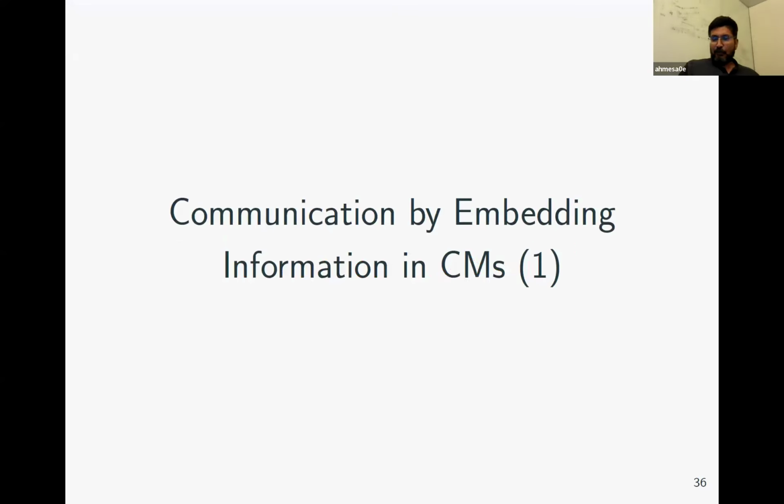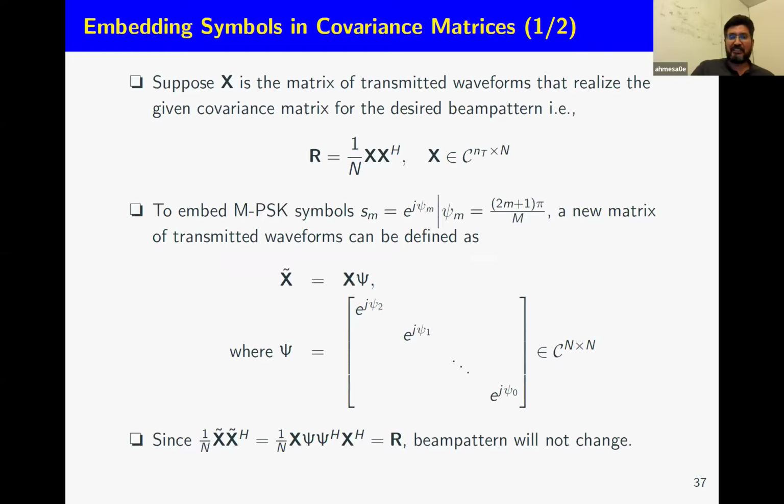Now I'll go for the second method, communication by embedding information in covariance matrices. Here we know that R is the covariance matrix. We can define R as X into X Hermitian, right? We have already seen this one.